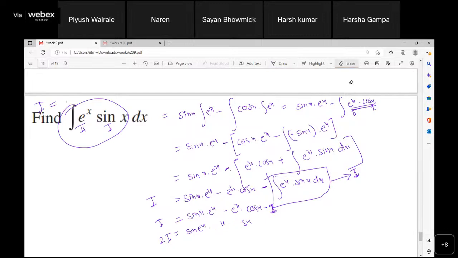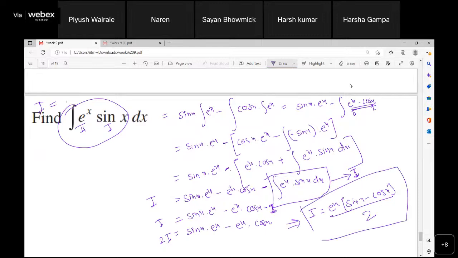So sin x into e to the power x minus e to the power x into cos x, right? Now from this I can say I equals e to the power x common, sin x minus cos x, divided by 2, right? Because twice I is there. So this will be my integration of this particular term.